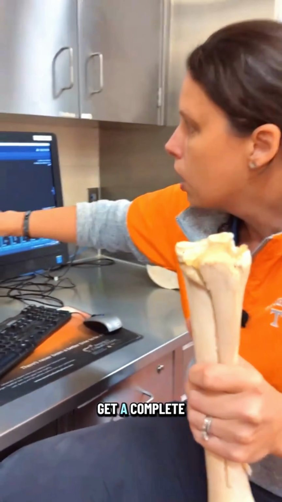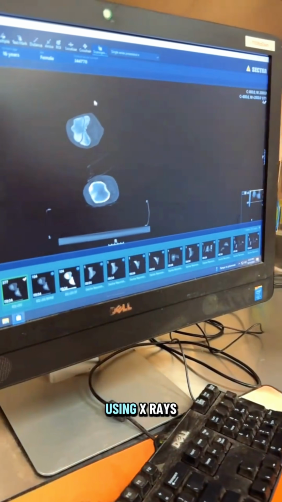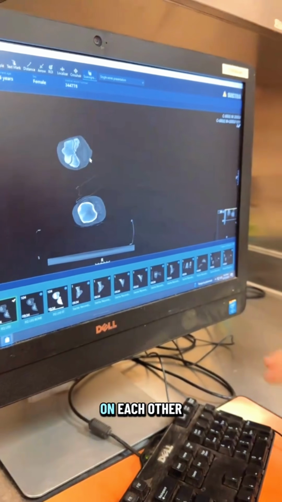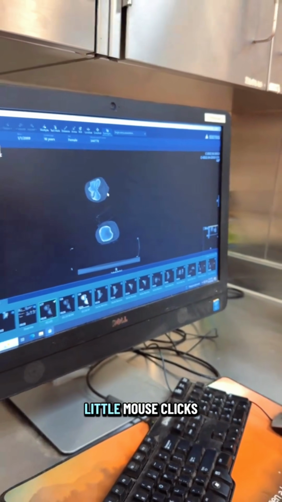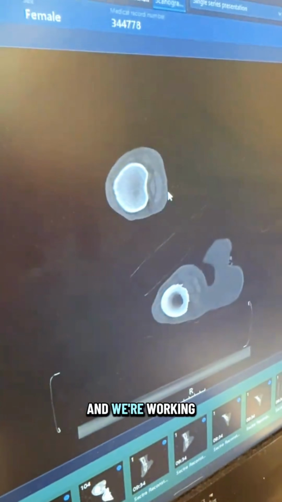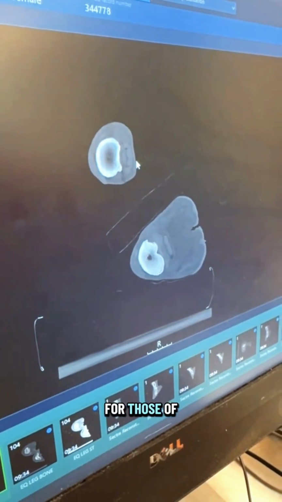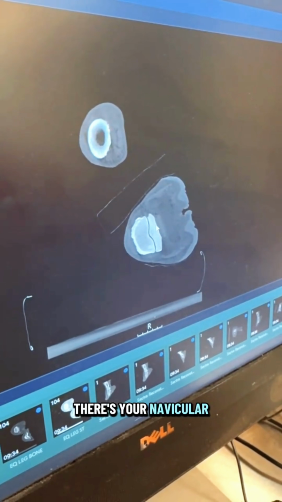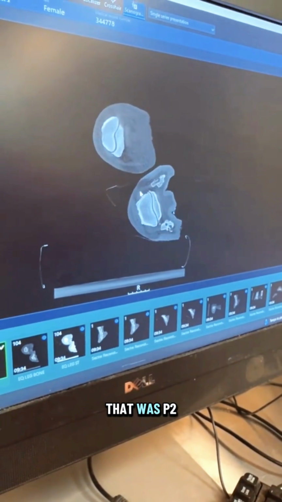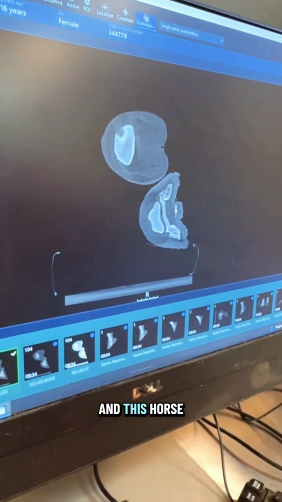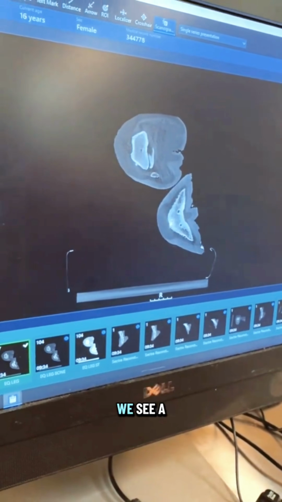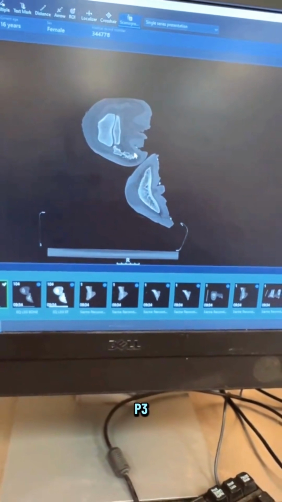So we can get a complete picture, again, using x-rays going through slices with detectors, and then we stack those slices on each other. And so each one of these little mouse clicks that I have is a slice that went around the leg, and we're working our way down into the foot, for those of you that know your anatomy. There's your navicular bone coming in on this foot. Oh, my apologies, that was P2. Here's navicular bone. And this horse specifically had a problem with P3. And so as we come down, we see a lot of this bony reaction around P3.